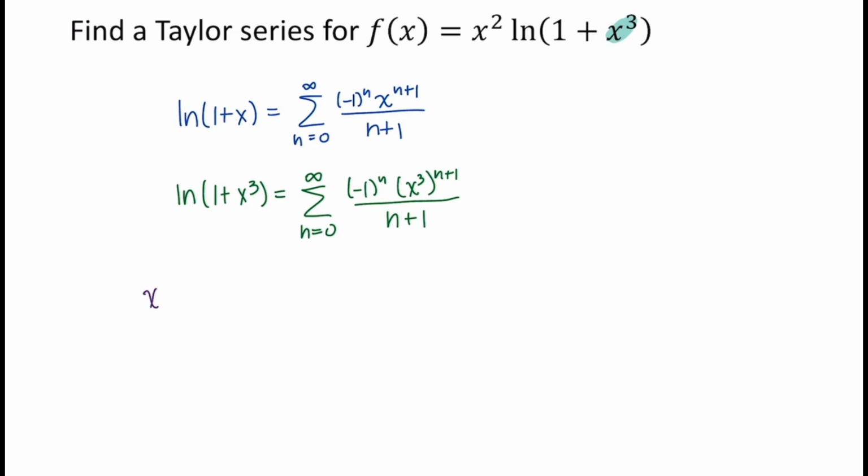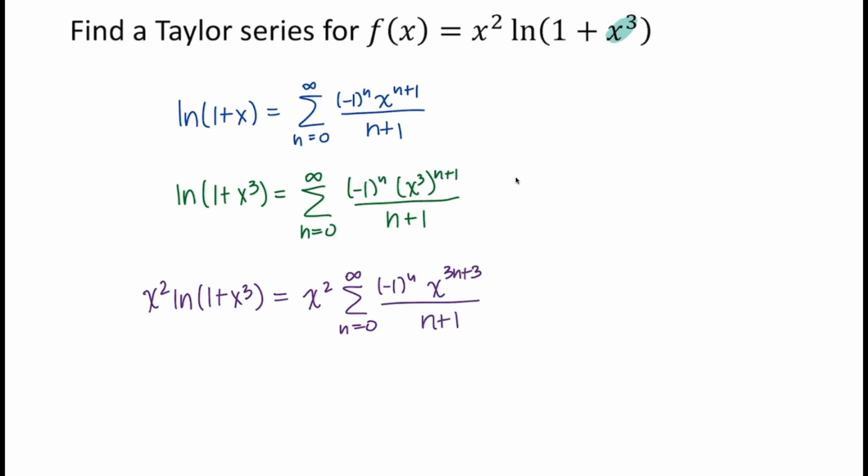So we have x squared natural log of 1 plus x cubed is equal to x squared, the sum of n equals 0 to infinity, of negative 1 to the n. And then let's see, in here, this would be x to the 3n plus 3. These exponents multiply. So we'll write x to the 3n plus 3 over n plus 1.